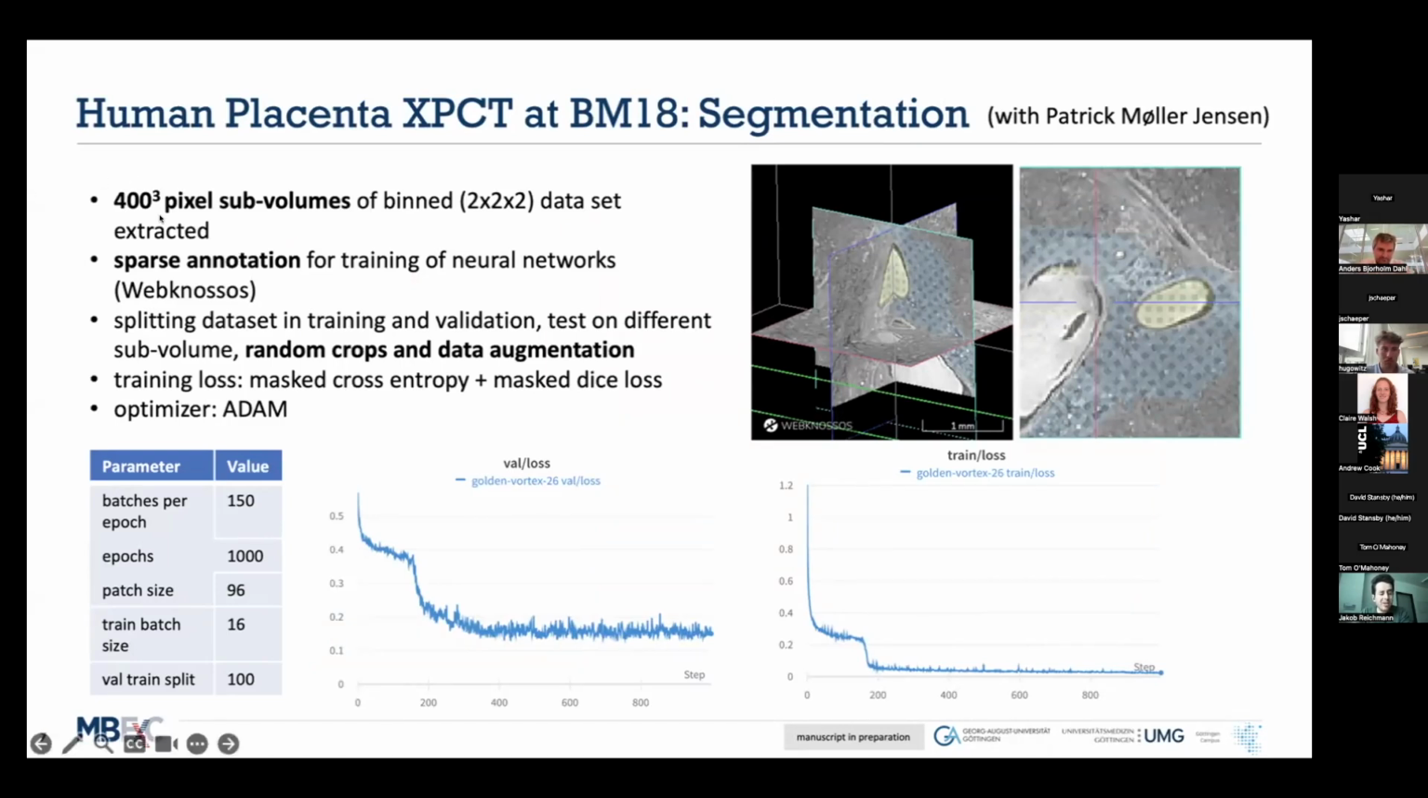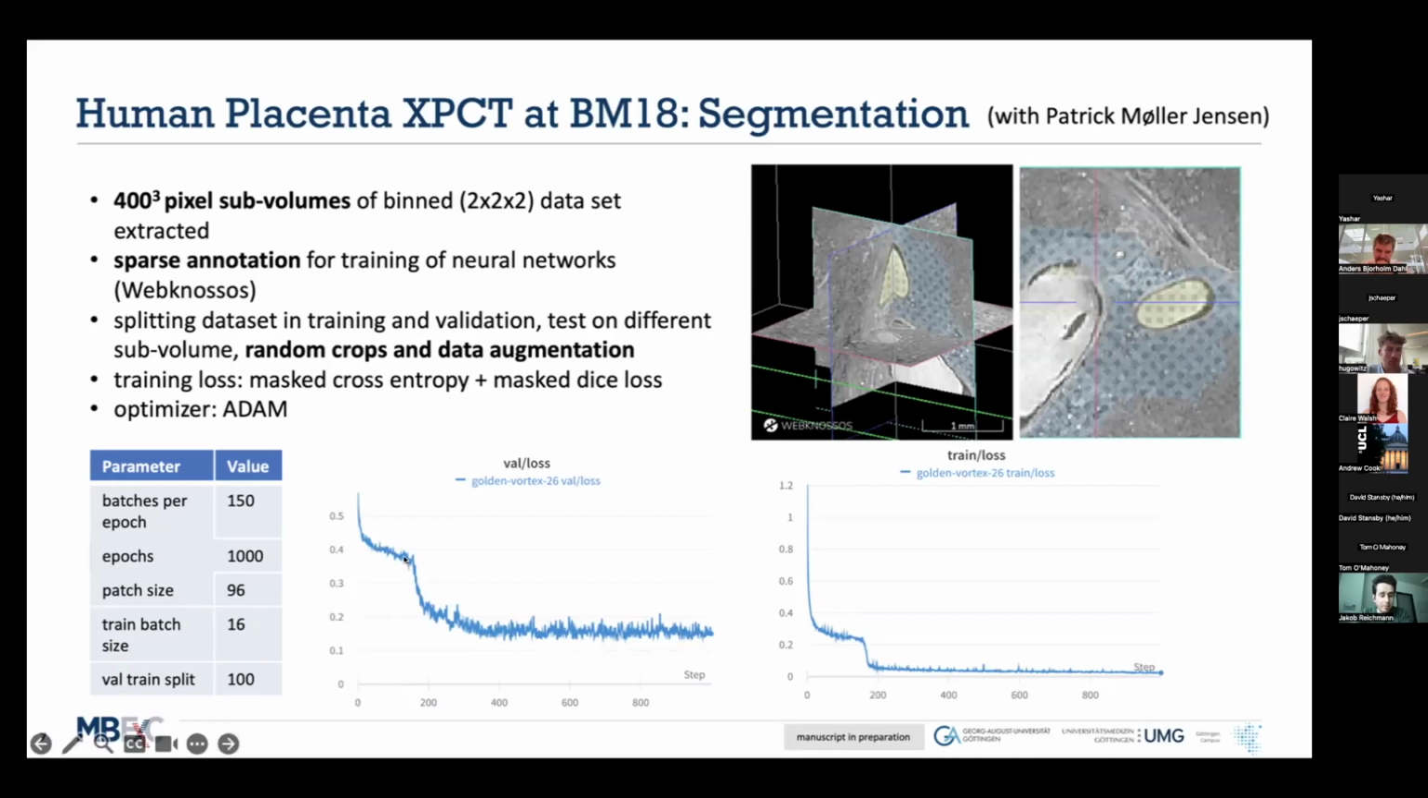And then we extracted a 400-cube-pixel subvolume and sparsely annotated the data on it using webKnossos. We used this as a ground truth to train it on the entire placenta. Of course, we split the data sets and tested on different subvolumes. And when we trained our model, we also used random crops and data augmentation to make sure that the UNet learns as much as possible, and used some specific training loss functions and optimizers.